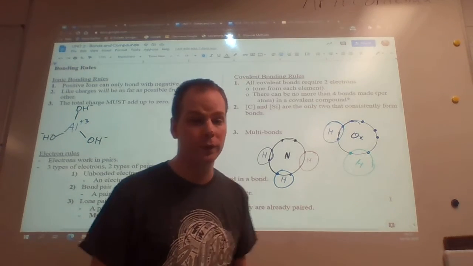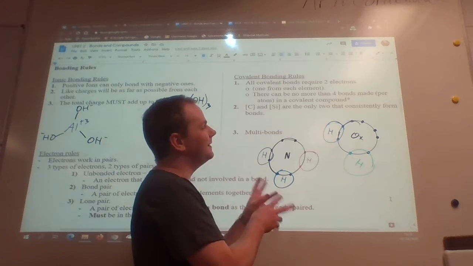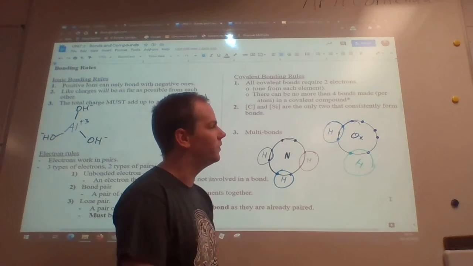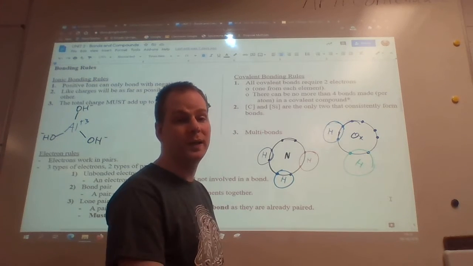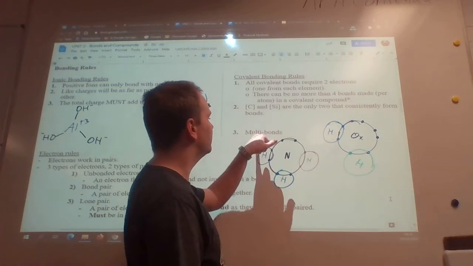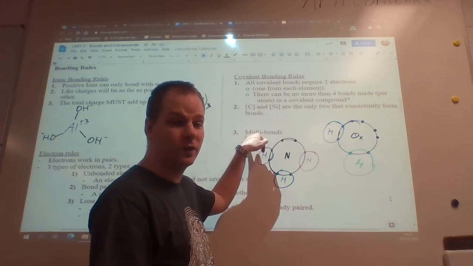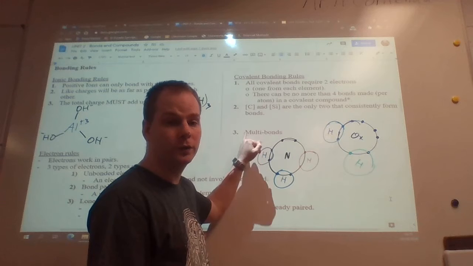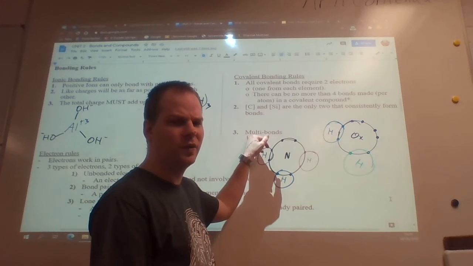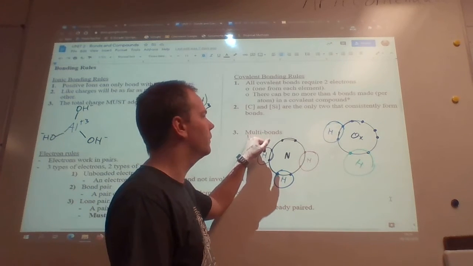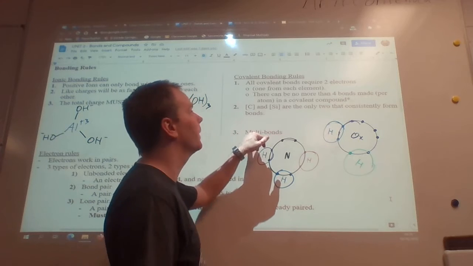Downsides of simplified Bohr diagrams: you cannot represent multi-bonds between elements, which is one of the things we'll talk about in the next video where we're doing Lewis structures. Multi-bonds can make things a little more complicated, so we have to use a different kind of diagram.